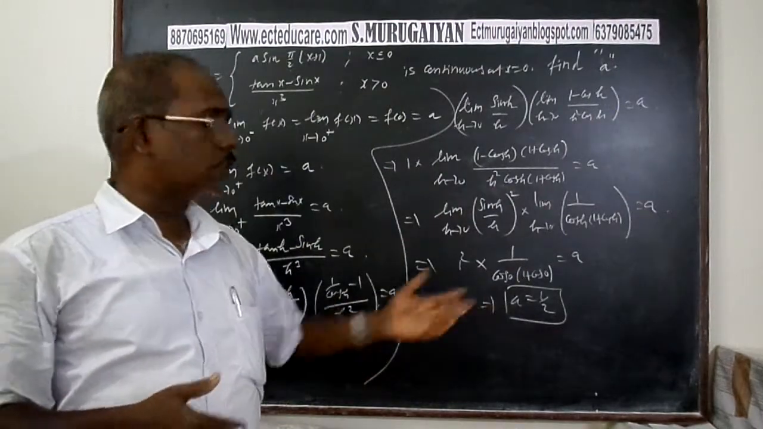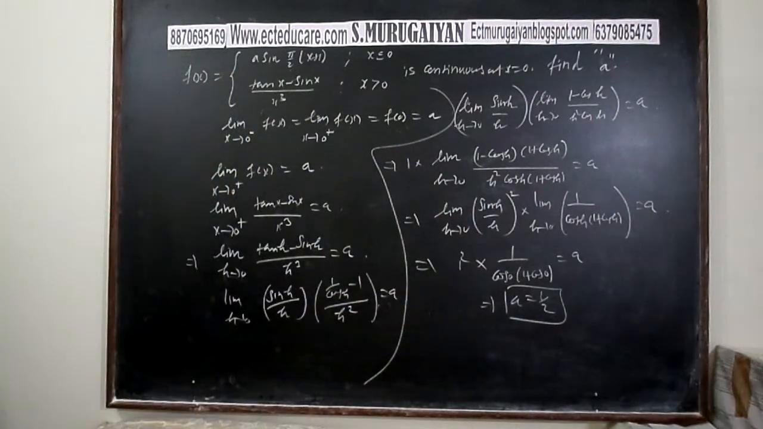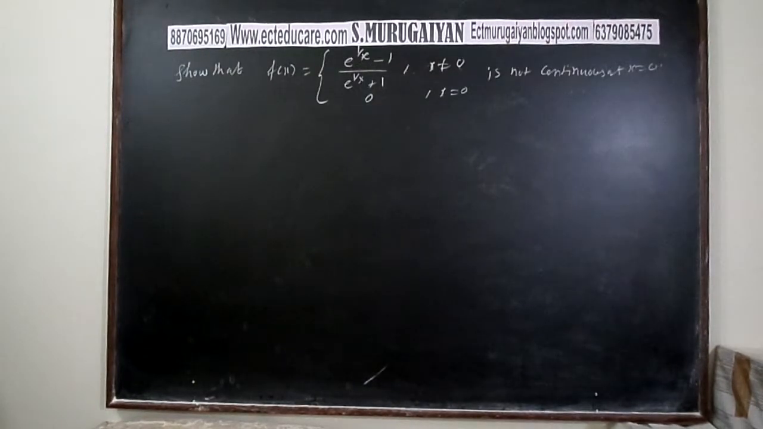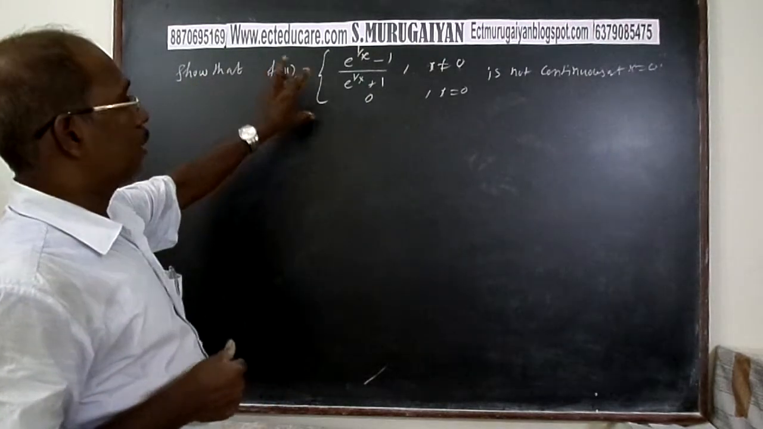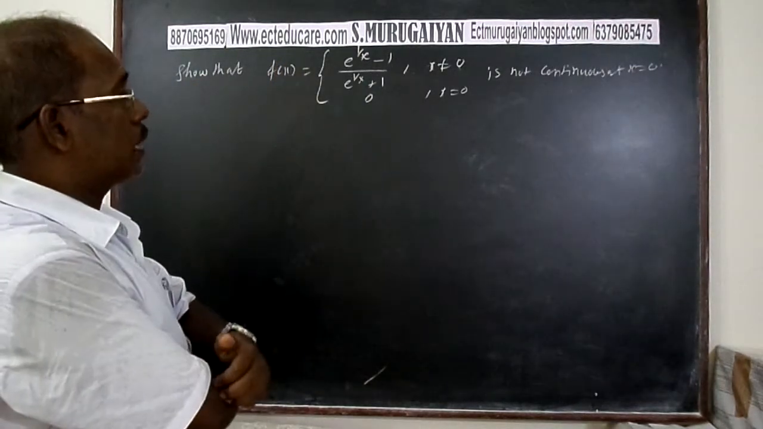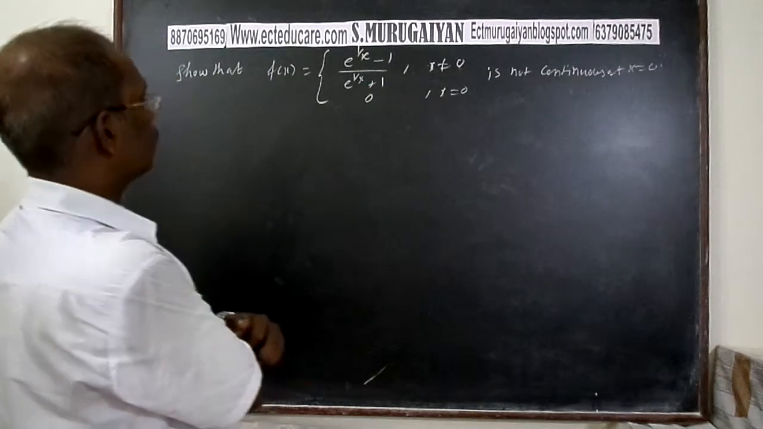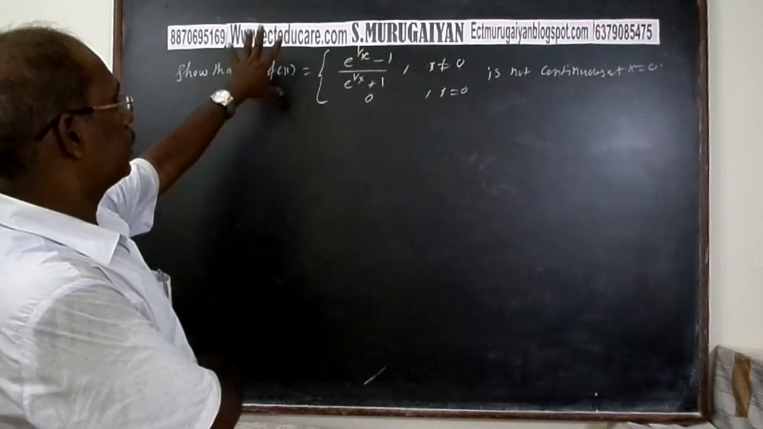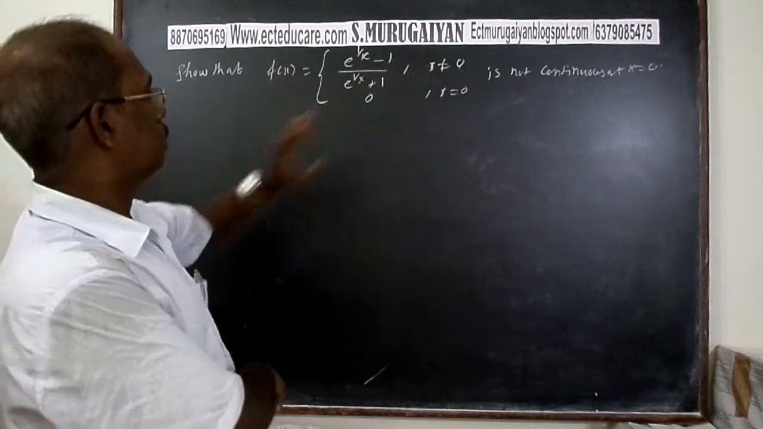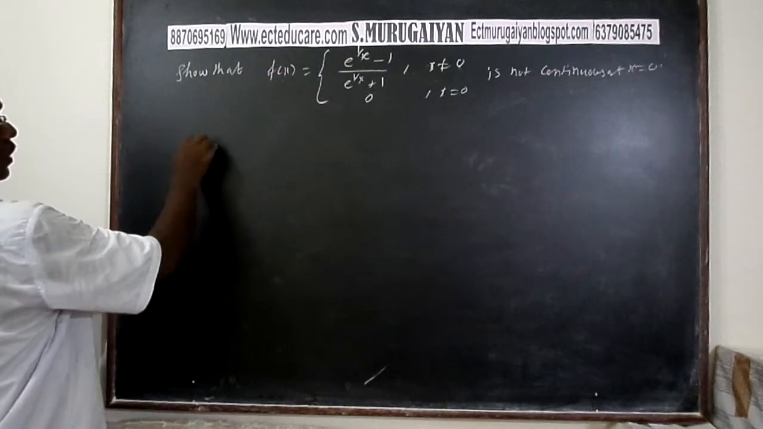So dear student, we will discuss one more question. Hello student, in the next question, we have to show that the function is not continuous at x equal to 0. So that means the left limit is not equal to the right limit, that is, the limit does not exist. So let us start with the left limit.